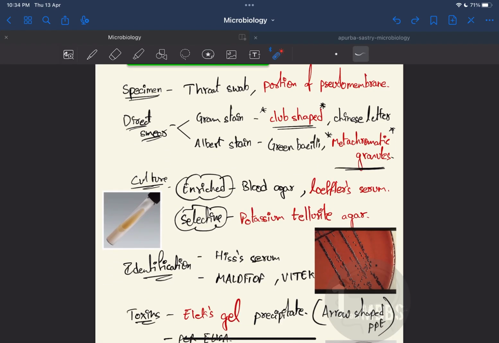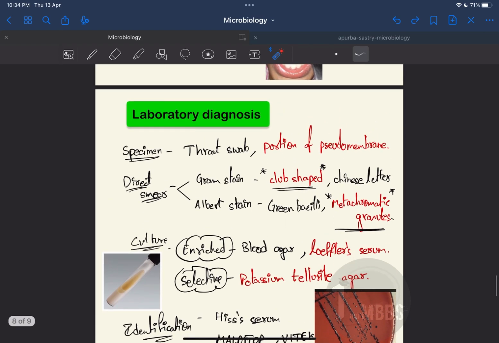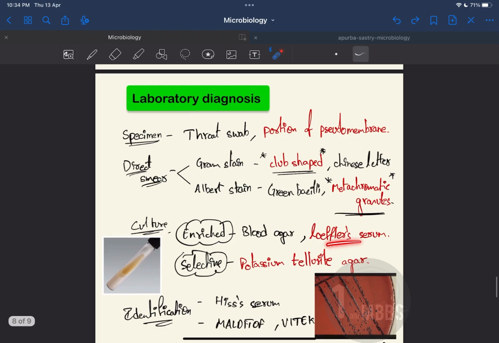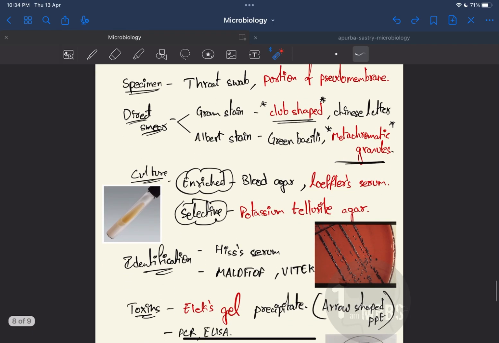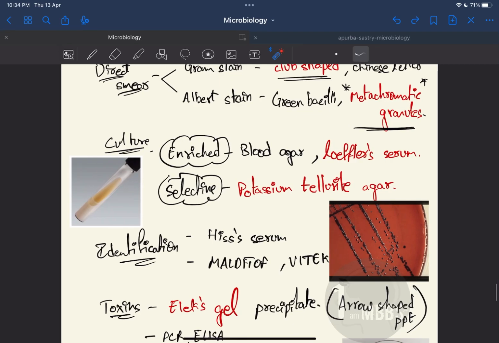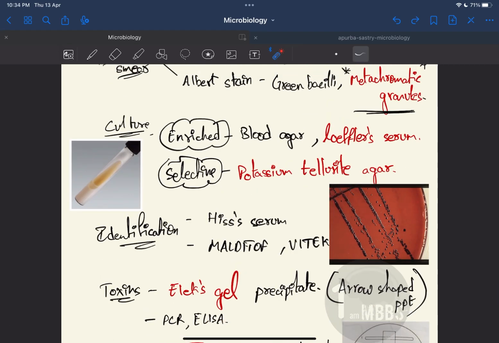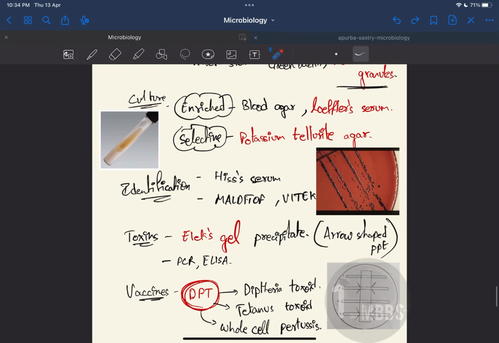Culturing it, as we have discussed, there are two main culturing methods: Loeffler's serum and potassium tellurite agar. And together with it, you can even culture it in blood agar. But the specific culturing methods for diphtheria are Loeffler's serum and potassium tellurite agar. Potassium tellurite agar looks almost like blood agar, and here you can see the Loeffler's serum.